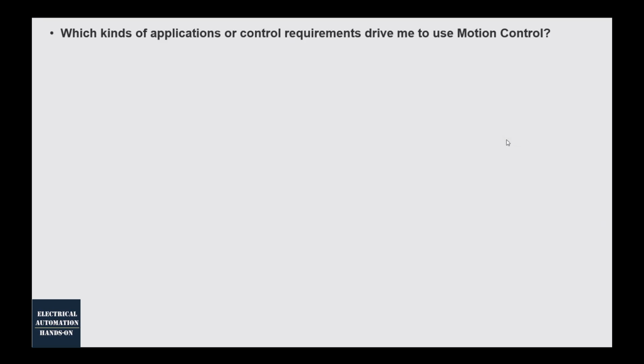So the first common question you would ask: which kind of application or control requirements drive me to use motion control? Because for the industry control system, basically we will use the PLC as a controller. Other than using the conventional way to control the VFD or send a command to the servo motor to control the servo motor move to the positioning control, when do we especially need to use the motion control or motion controller?